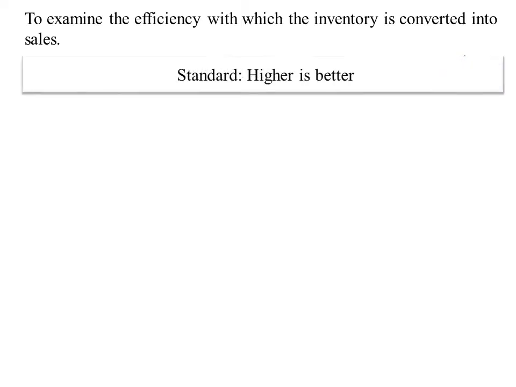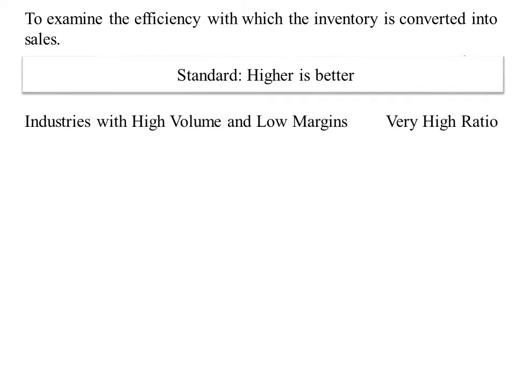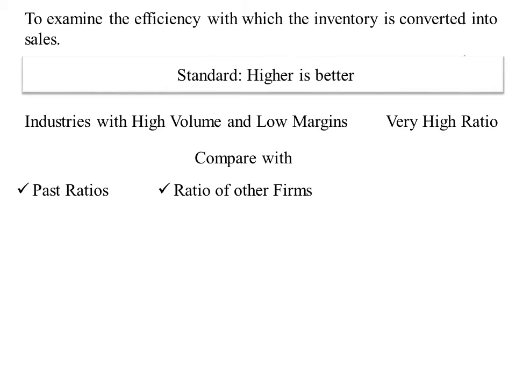In general, industries with high volume and low margins can have a very high inventory turnover ratio. The exact standard is not defined for this ratio, but to check whether the ratio is satisfactory or not, it can be decided by comparing the firm's ratio with its past ratio, or with the ratio of other firms in the same industry, or with industry norms.